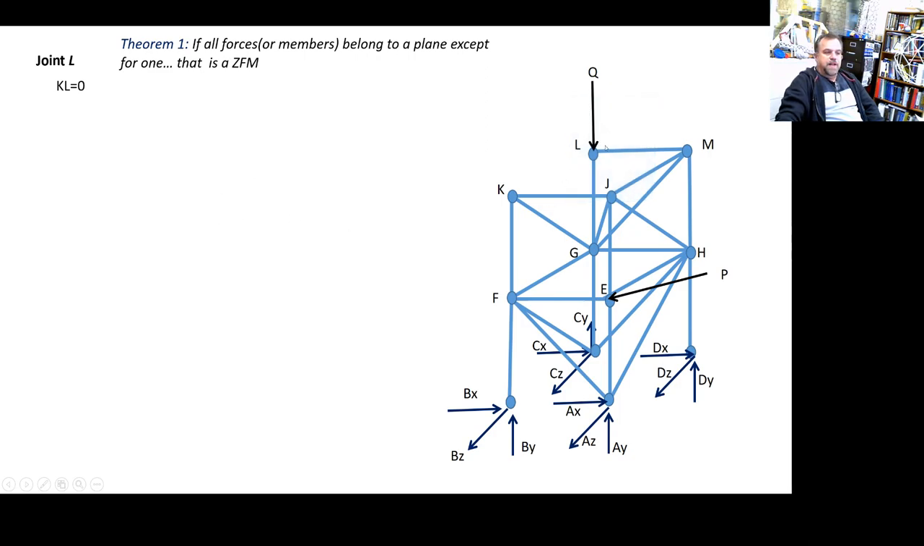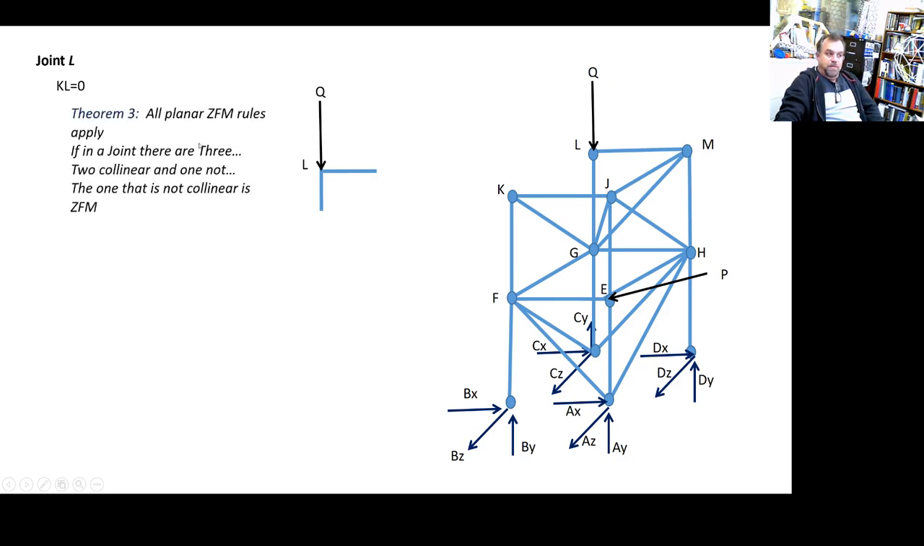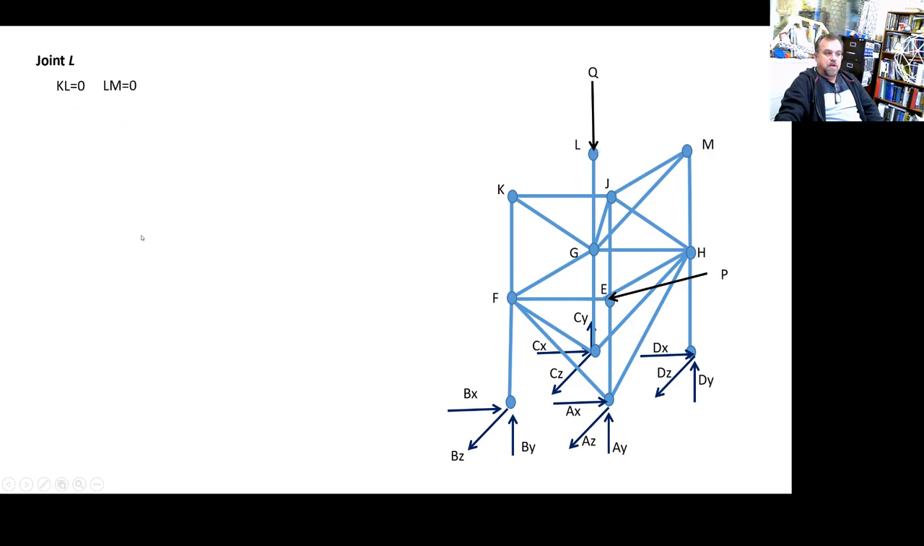Let's keep going. There's another way of analyzing this, but I just wanted to apply it and see what happened with joint L. You have this and that in the same plane, and this is just zero force members for 2D. All the planar zero force member rules still apply. In a joint where you have three, two of them collinear and one is not, the one that is not collinear has to be zero, meaning LN is zero. And we can take it out of here also as a zero force member.